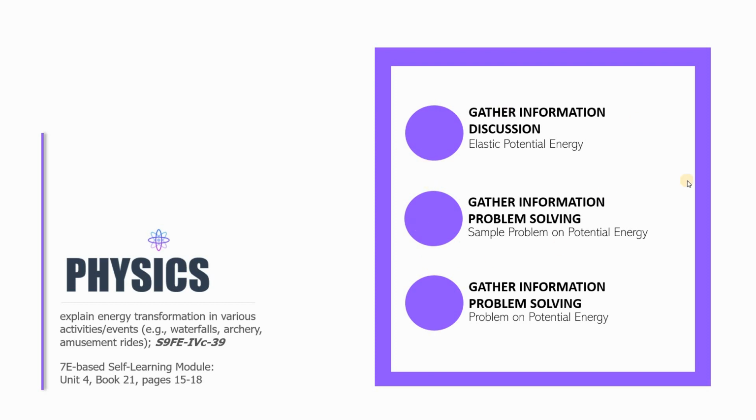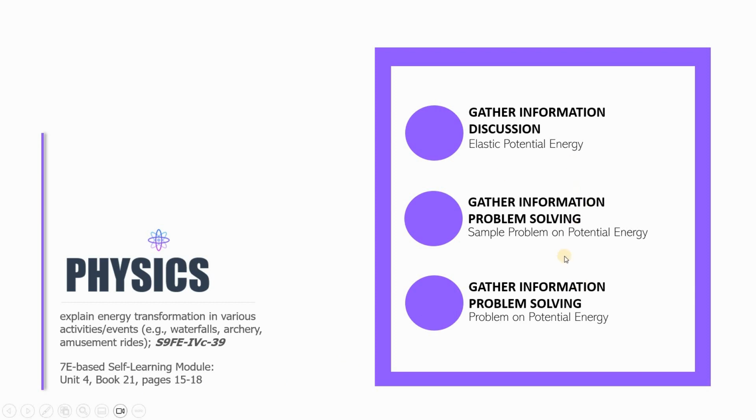All right. Now, the purpose of all of these parts of this session is to bring you closer towards becoming better at explaining energy transformation that happens in various activities or events, such as in waterfalls, in archery, as well as amusement rides. So remember that these sessions and these parts of these sessions are actually based on the 7E based self learning module in Science 9, which I wrote for my master's degree. And then you'll be finding it particularly in Unit 4, book number 21, pages 15 to 18.